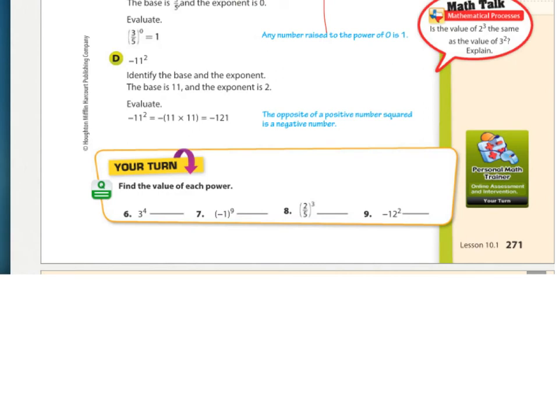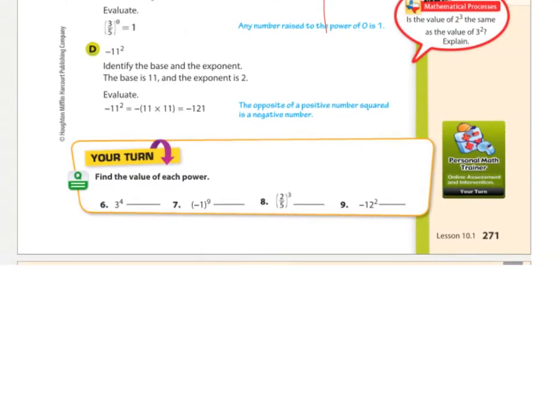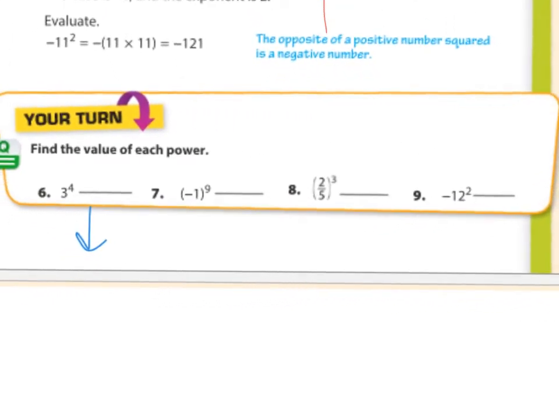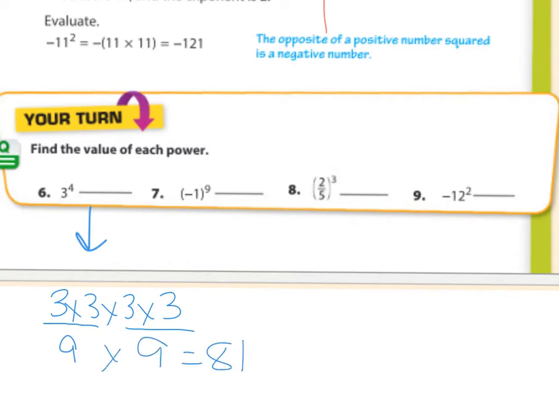Okay, so here you are going to find the value of each power. Okay, so I'm going to come down here and work it. 3 to the 4th power means 3 times 3 times 3 times 3. Okay, and you don't have to multiply it in order. You can do it like this. This is a little time-saving hint. 3 times 3 is 9, 3 times 3 is 9, and 9 times 9 is 81.